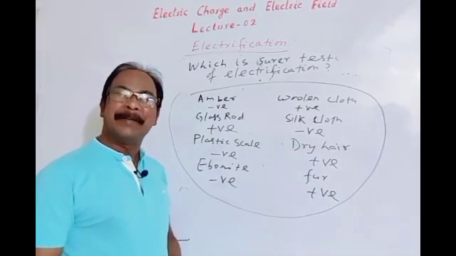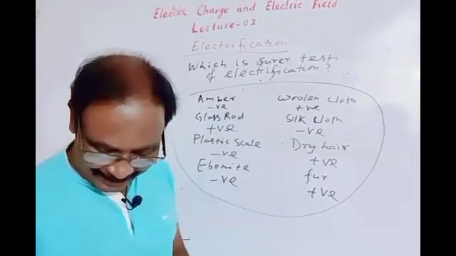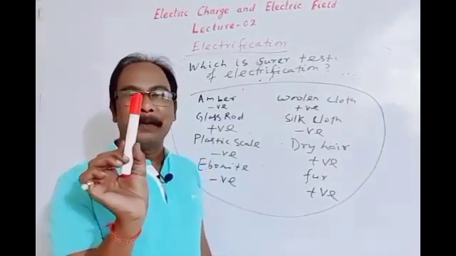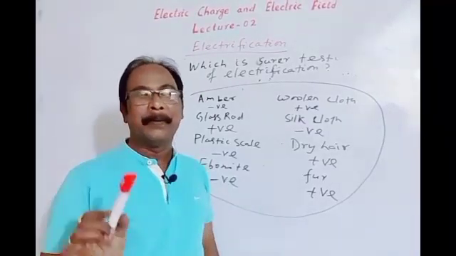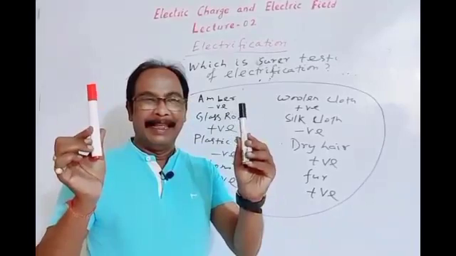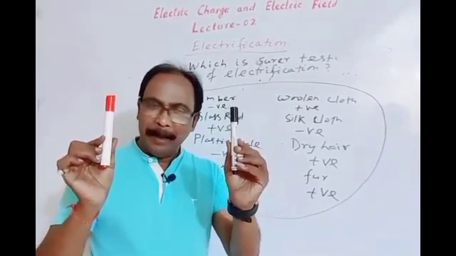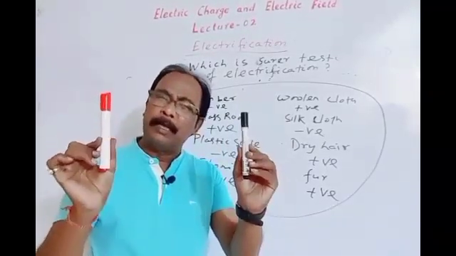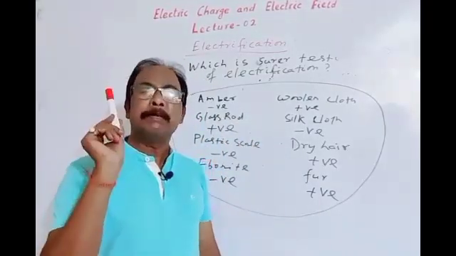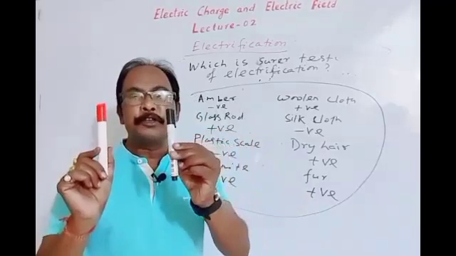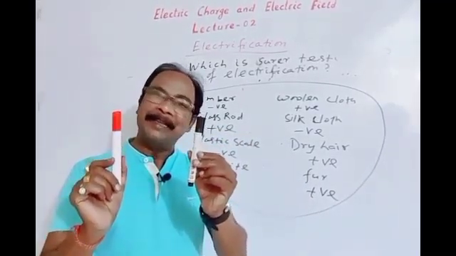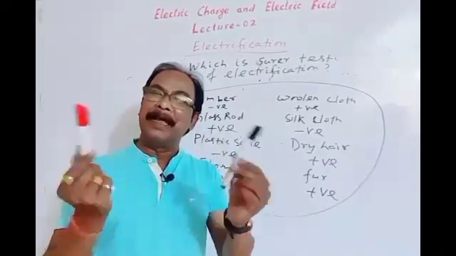Which is the test of electrification? See, students, this is a positively charged body, looking red. This is a negatively charged body. If both the bodies are oppositely charged, then there will be attraction between them. This is a positively charged body, this is a neutral body. Then there will be attraction between charged and uncharged body by induction.